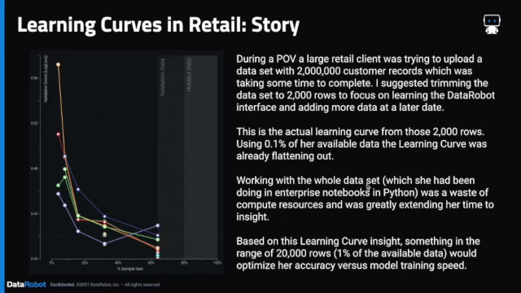Working with the whole data set of 2 million records, which she had been doing in Python in some enterprise notebooks, was a complete waste of compute resources and was greatly extending her time to insights. Based on this learning curve, something in the range of 20,000 rows, which is 1% of her available data, would have optimized the accuracy versus model training speed, especially since she intended to repeat this every 2 weeks.